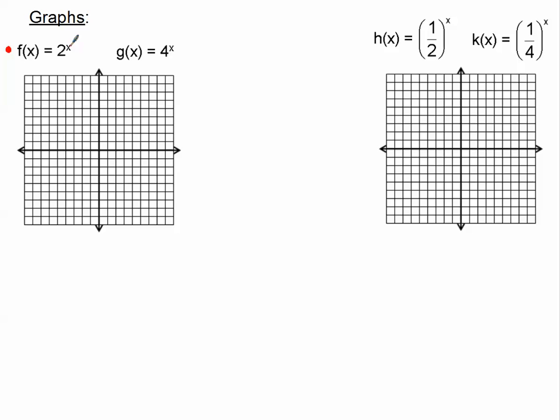Let's start off by plugging in a 0. 2 to the 0 power, anything to the 0 power, is equal to 1. So when I plug in a 0, I get 1 as my output. When I plug 1 in for x, that's 2 to the first is going to be my output. 2 to the first, of course, is 2. So when I plug in a 1, that's 1 unit to the right, I get to go up 2 as my output. When I go 2 to the right, that's by plugging in a 2 for x. 2 squared would be my output, which of course is 4.